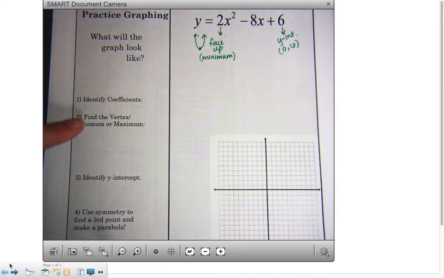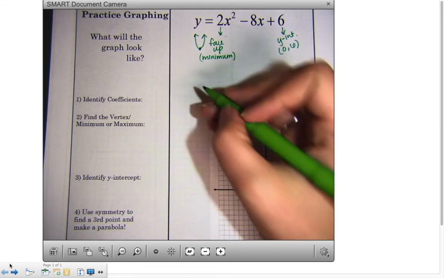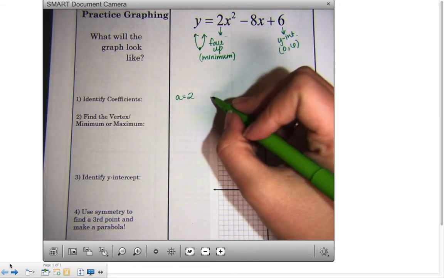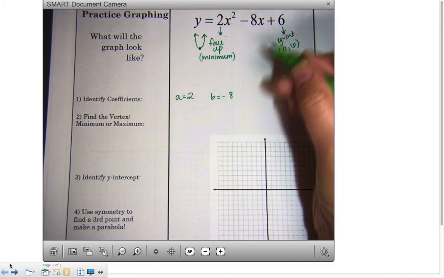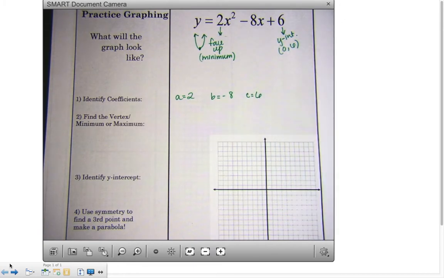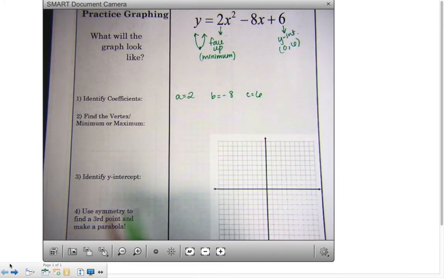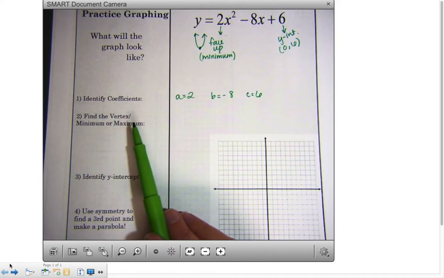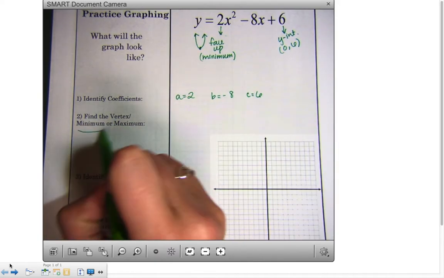I have some tips or steps to follow off to the side. Always identify your coefficients. Do you know what a, b, and c are? So in this case, a is 2, the coefficient in front of x squared. B is negative 8, the coefficient in front of x. And c, we already said, was 6. That's the constant. We have to know the vertex if we're going to graph. Remember, the vertex is your minimum or your maximum, depending. In this case, I know it's the min.